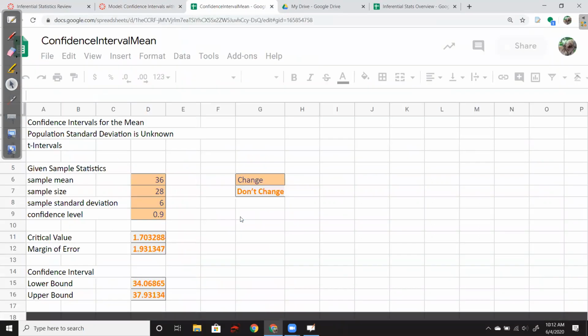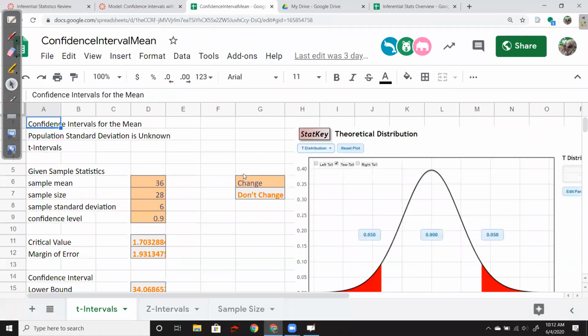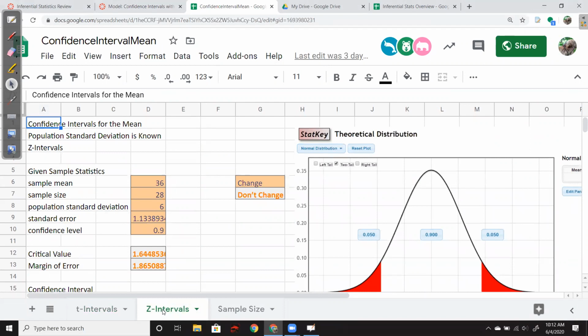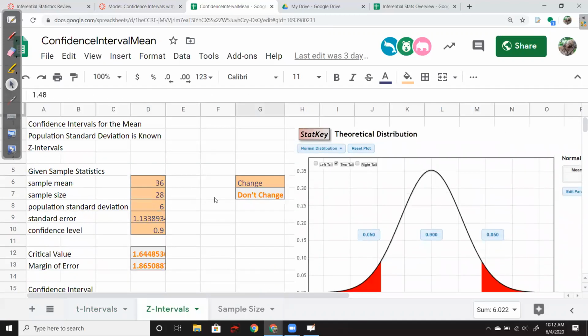I would have these saved on my computer in a special location, so I don't have to keep going back here, or have it filed away in your Google Drive. Then the next question is, are we doing a Z or a T here? Since we were given the population standard deviation, we would use a Z. There's two parts to this spreadsheet, one where we're just given the sample statistics, or we're given the data. Now, we were not given the weights of each dog, so we wouldn't use that lower part. We would use the upper part.